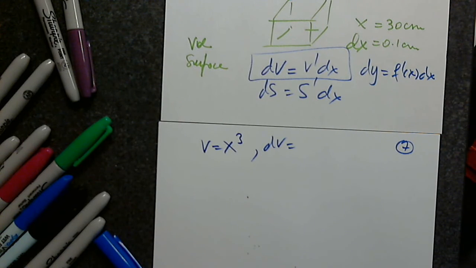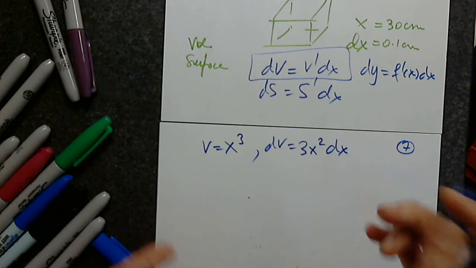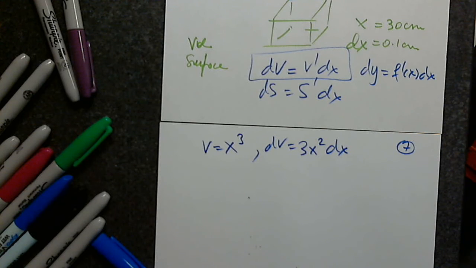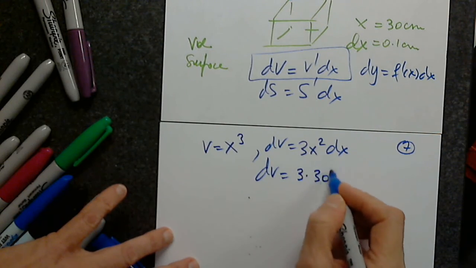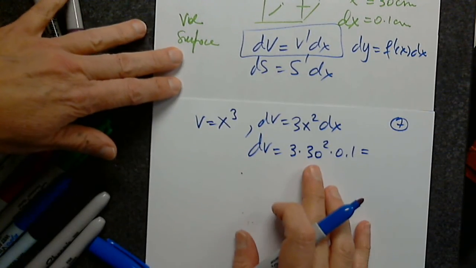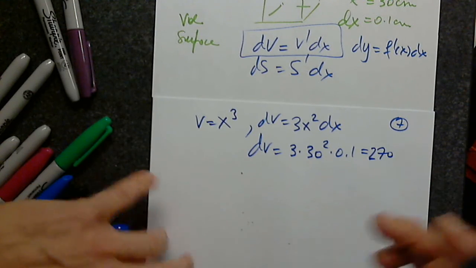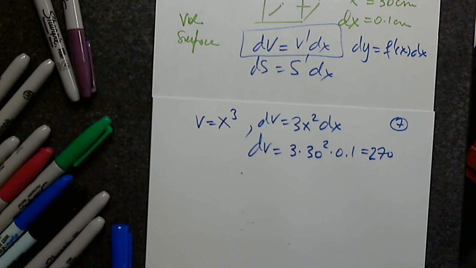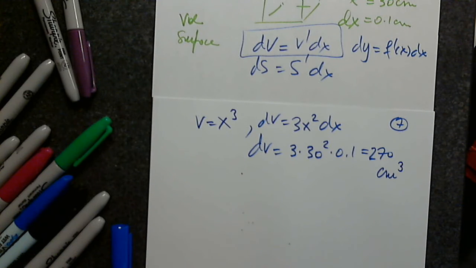Perfect. 3x squared. Indeed. If you forget the dx, you're not determining the differential. You are determining the derivative. Very good. And I have everything. What I have to do is just plug it in. 3 multiplied by 30 squared times 0.1. So 900 times 0.1 will be 90, so this is 270.